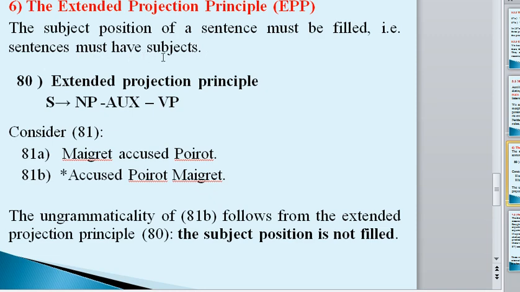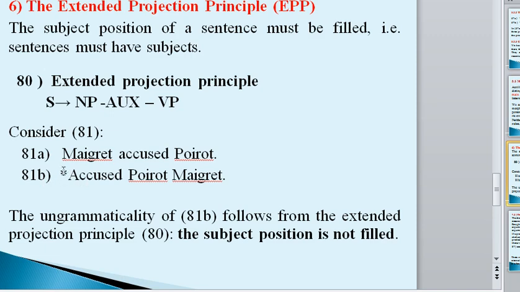Sentences must have a subject. So, for example, each sentence should have a kind of subject: NP, auxiliary, VP. So, you see here, it must have a subject. For example, look at these examples. Margaret accused Poirot. You see here we have a subject, so this sentence is correct and grammatical. But if we omit the subject and just say "accused Poirot Margaret," you see here in this sentence we don't have a subject, so our sentence is ungrammatical.